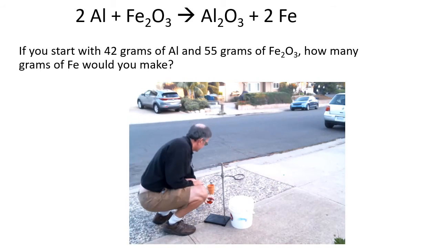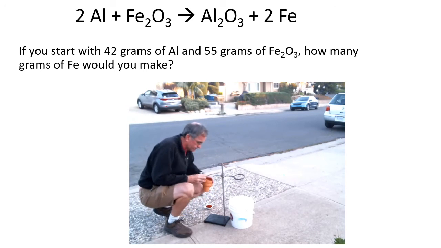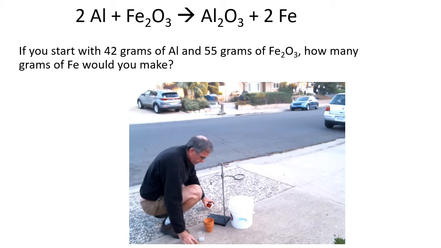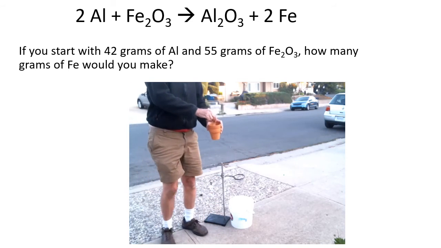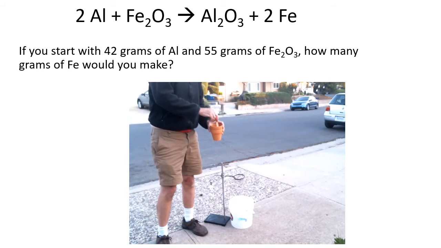I'm going to mix them in these flower pots right here. So in goes the iron 3 oxide, also known as rust. And we're going to mix it with some aluminum. And let me stir it up a little bit. Now, after I stir it up, nothing's going to happen because I need to give this mixture a little energy to react. So I'm going to do another small reaction, which will create some energy. And then that'll start the main reaction.